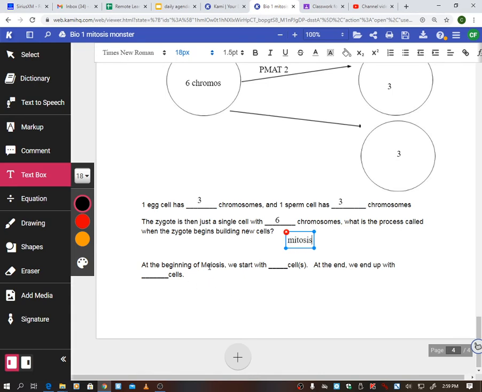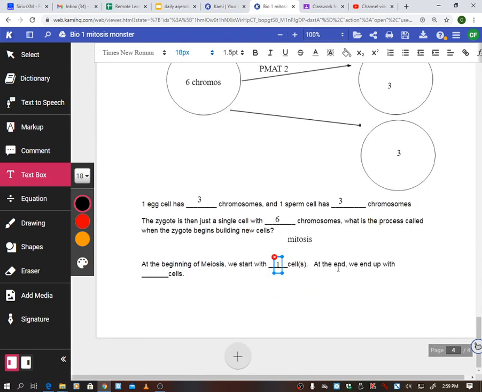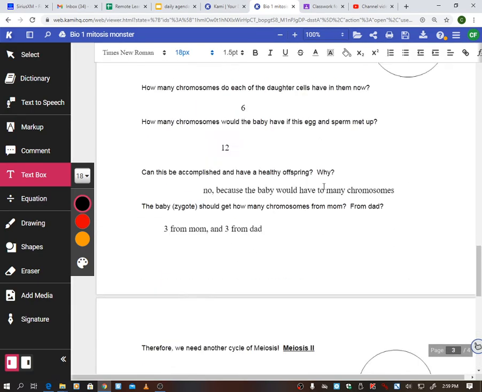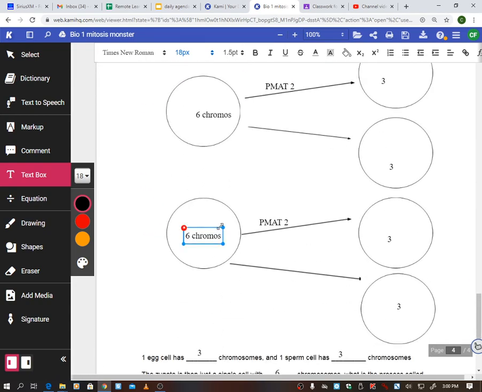So at the beginning of meiosis, you start with 1 cell. I know right here it looks like you started with 2, but remember, we started up here. We had 1 cell. At the end, we end up with 4 cells. So this was the final product right here. I just couldn't fit it all on one page. We started here with 1, went through meiosis 1, and then once we got these 2, I put them down here, and we went through meiosis 2, where it's really just going through PMAT again, and you end up with 4 cells.